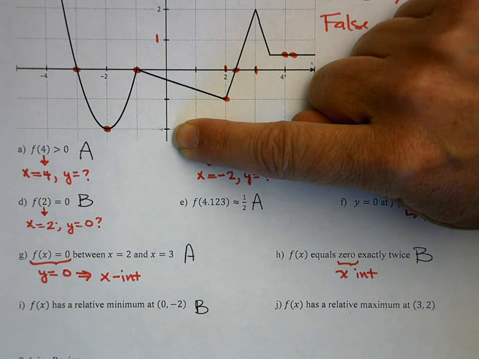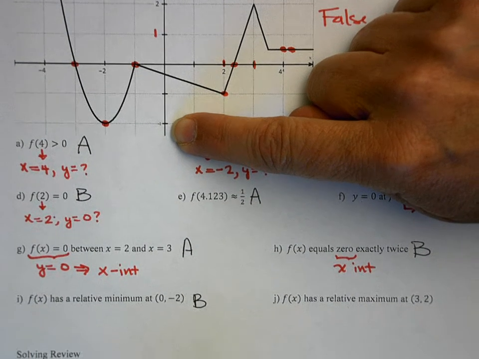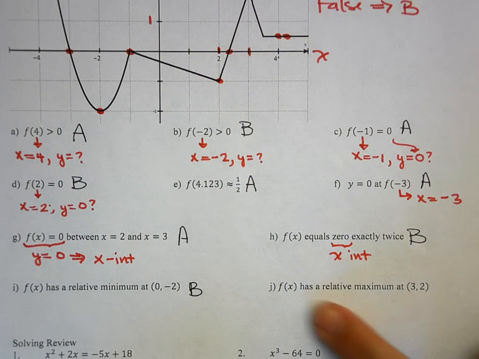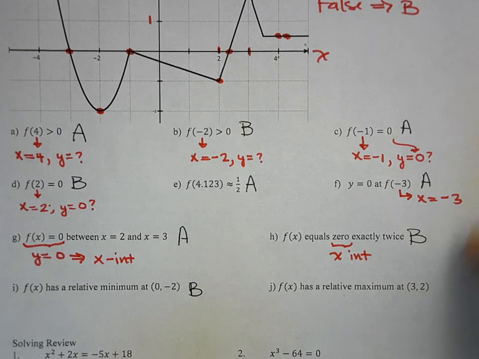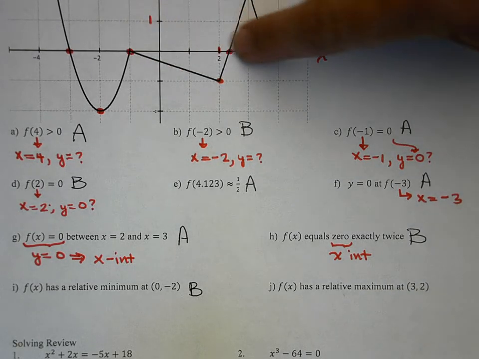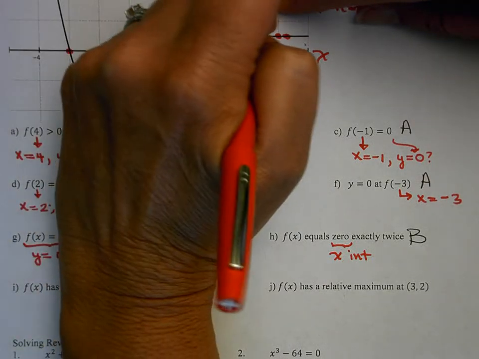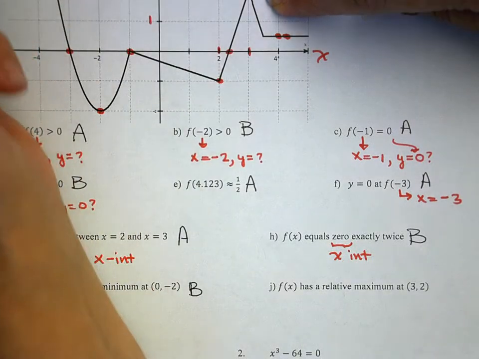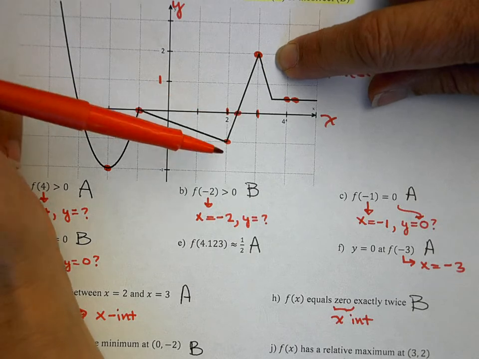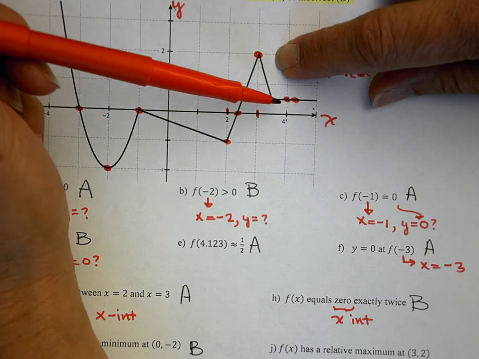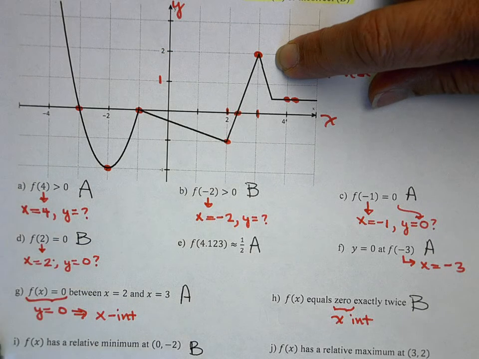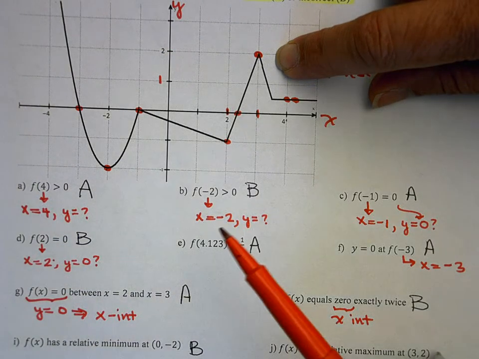Okay. All right, and then finally the last one, J. So f of x has a relative maximum at the ordered pair 3, 2. So 3, 2, so that would be this guy right here. And that would be true, right? So relative maximum definition, remember, is when the graph goes from increasing to decreasing, and that is definitely happening there. So that is a true statement, so then that would be the letter A.